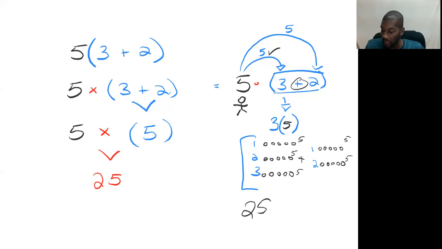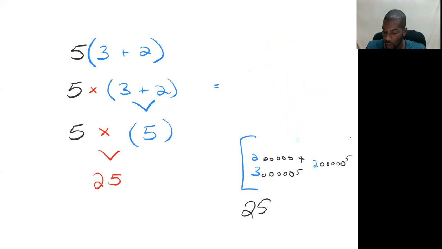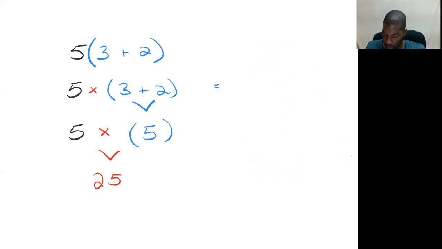A simpler way of thinking about this, if the visual of the teachers and the students in the room doesn't work, is simply to do this. Same problem using the distributive property. Let me show you. Here's how it's going to go. Same exact problem. This is another way to think about the distributive property.